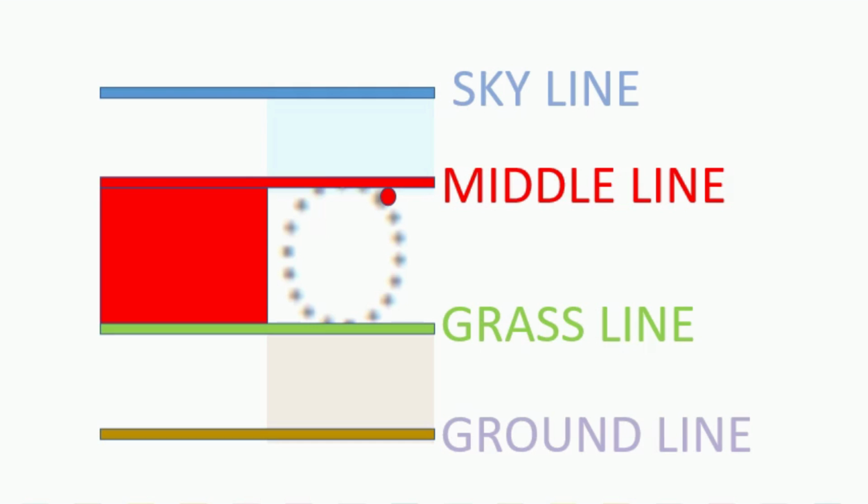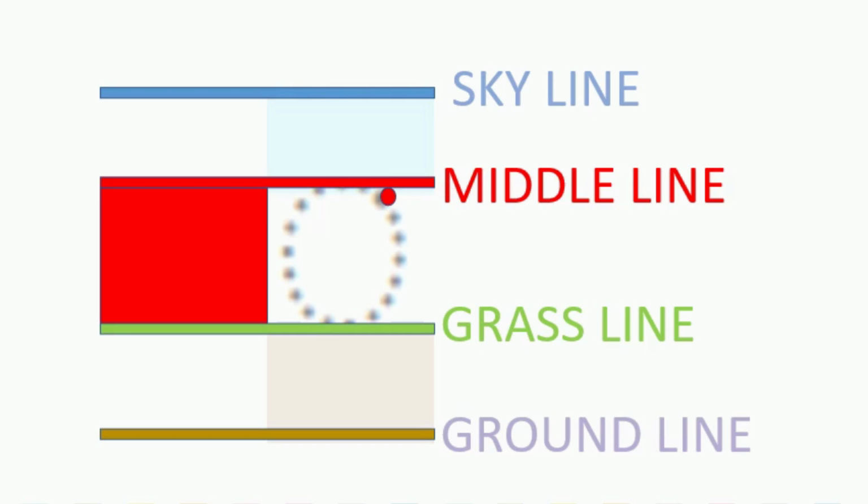This red line which I have shown here is called the middle line. I have named this red line as the middle line. And this green line, the third line from the top, 1, 2, 3, is called the grass line. And most of the letters in English sit on the grass line. So we named the third line from the top as the grass line.